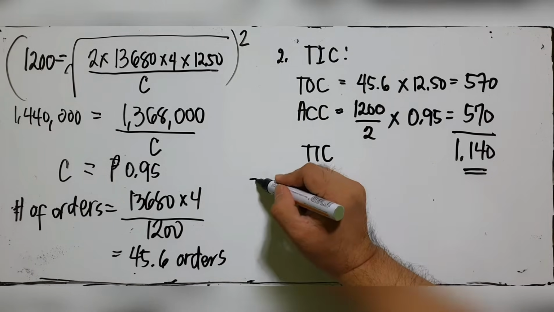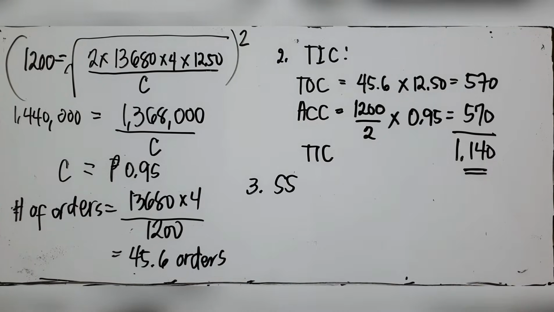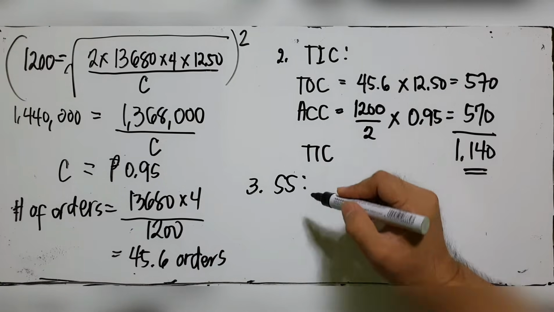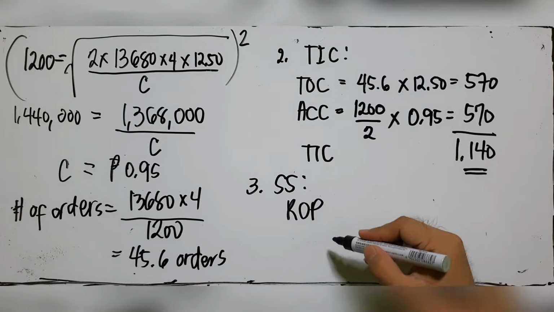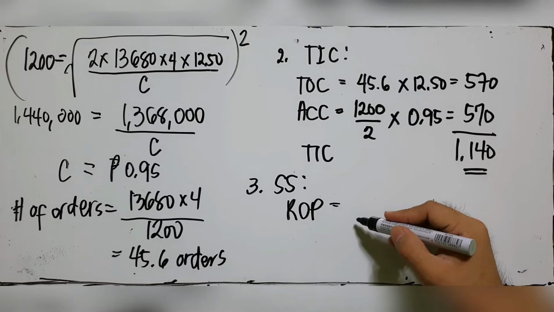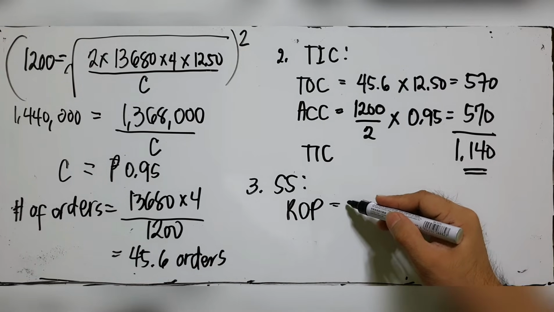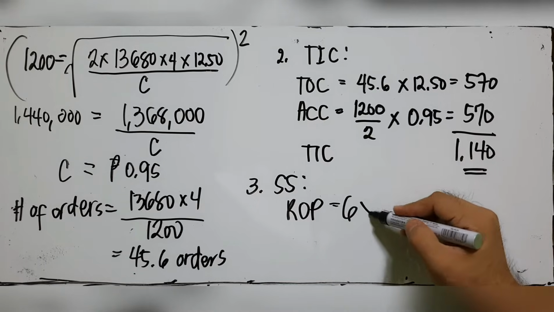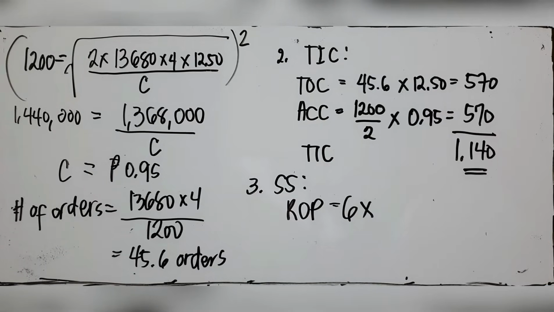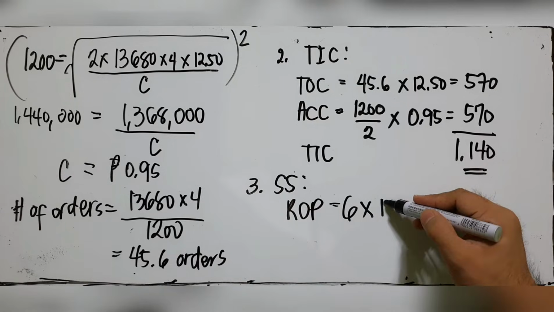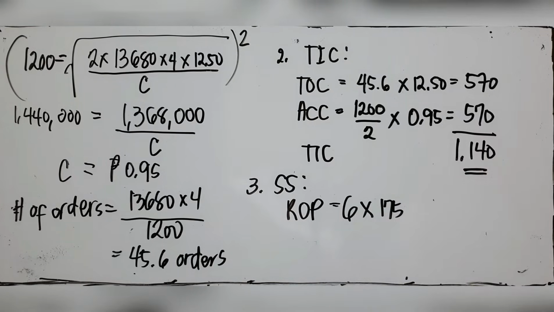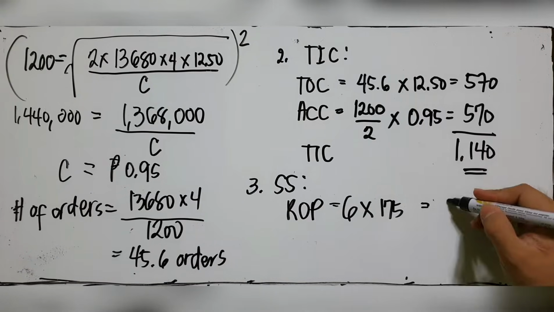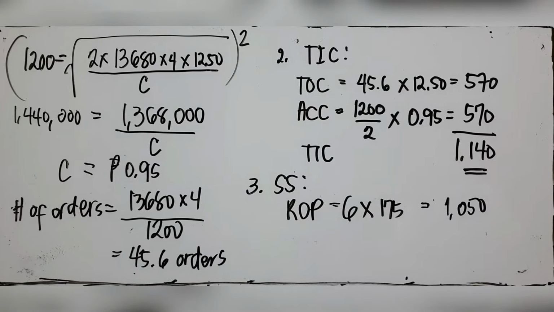Okay, so let's compute for number 3. We're asked for the safety stock. So again, compare natin yung dalawang reorder points natin. Reorder point ng maximum daily usage. So lead time natin ay ilan? 6 days times the maximum usage of 175 units. So ano ang reorder point natin for the first one? So 6 times 175. So that is 1,050 units.